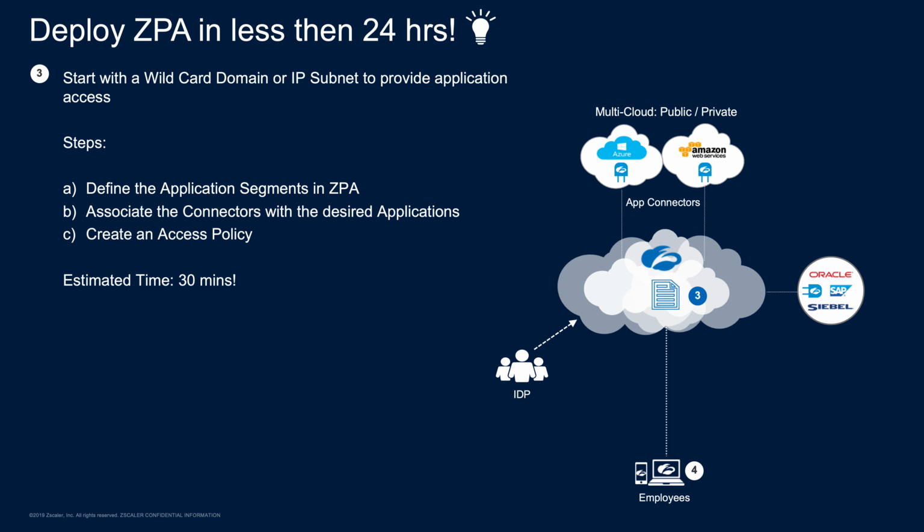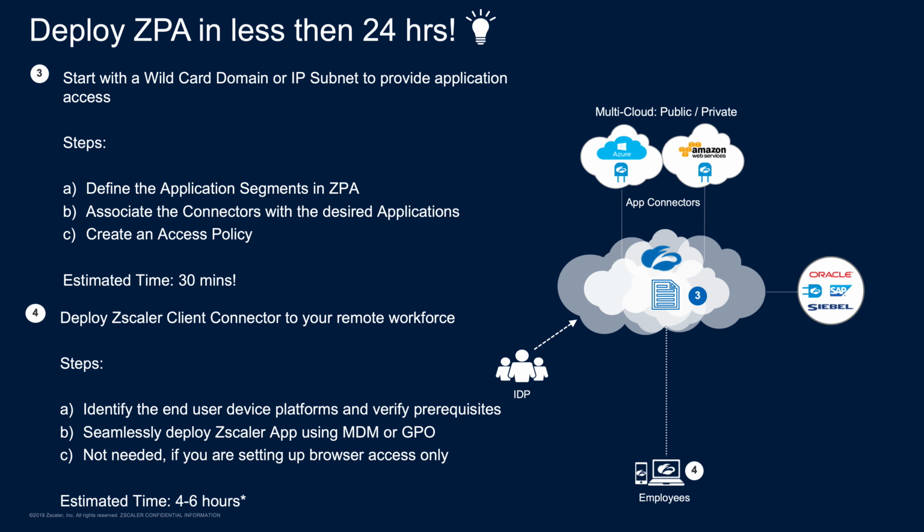Third step, we're going to configure the wildcard domain. So we're going to start off with a star.domain.com, and that'll allow us to dynamically identify applications in my data centers, in my infrastructure as a service, and provide access to those. We'll create an access policy which says everybody can access everything, and away we'll go.